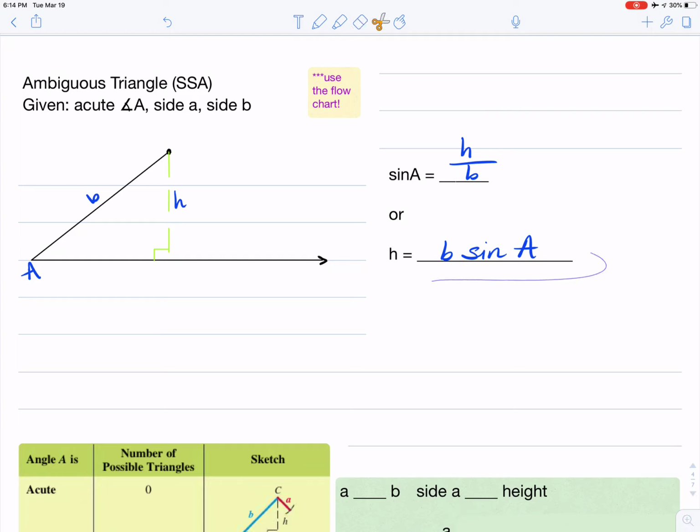And the reason I go through all of this is that you're going to use it over and over again here in just the next few moments down in the chart below. So every time I see the height in the chart below, I'm going to replace it with B sine A, because those two are equal to each other. The height is equal to B sine A.